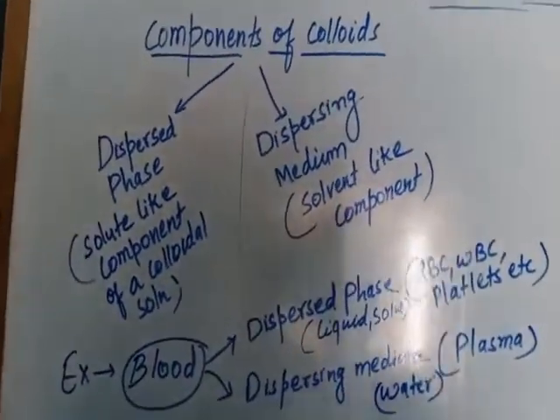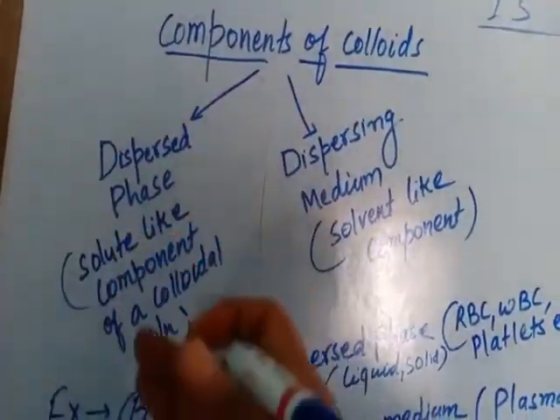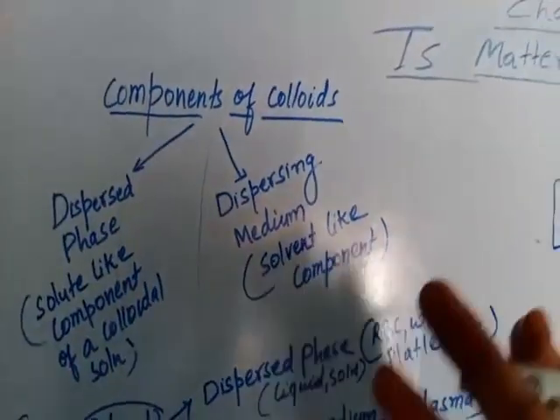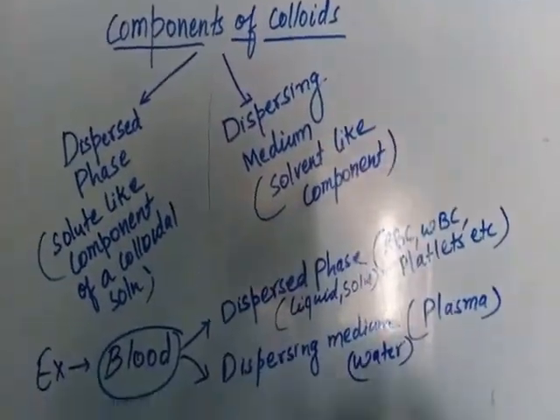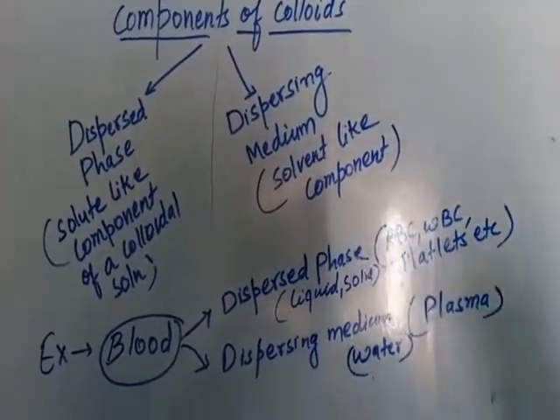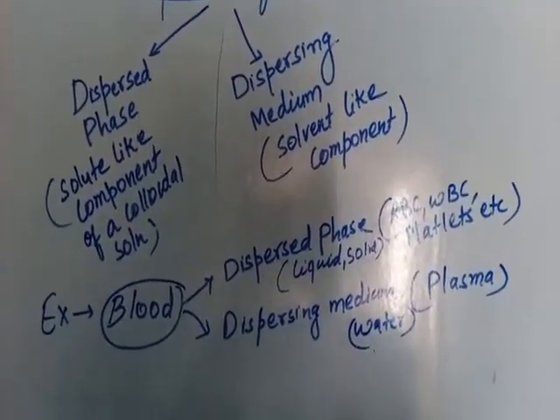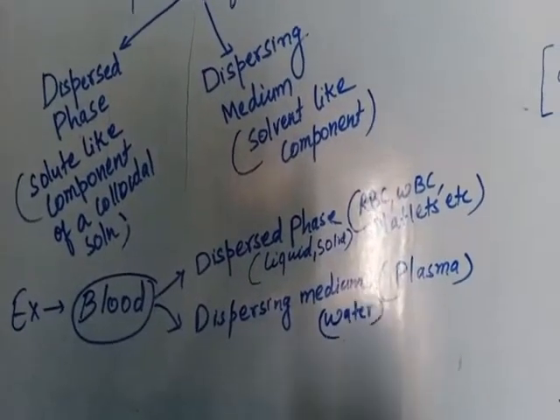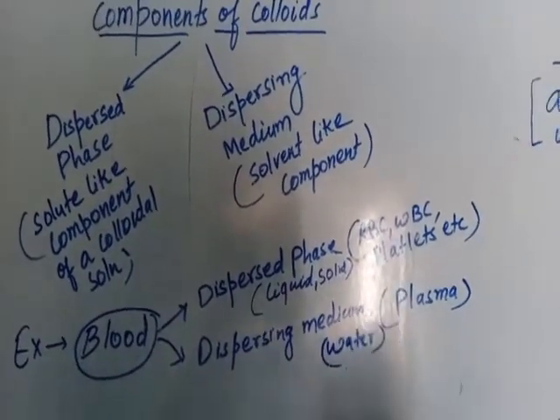Okay, so based on the state of the dispersed phase or dispersing medium present in the colloid, we can classify colloids into different types, that is solid-liquid colloid, liquid colloid, solid-gas colloid, like that.